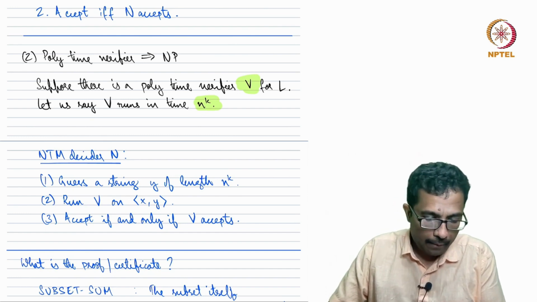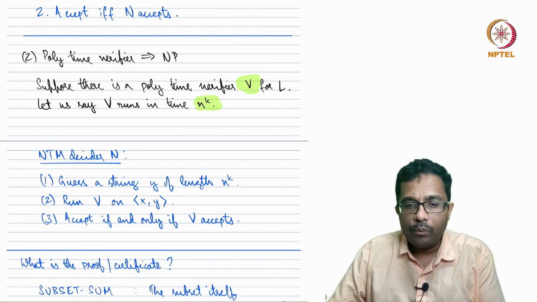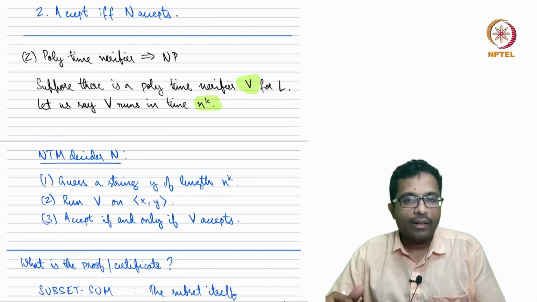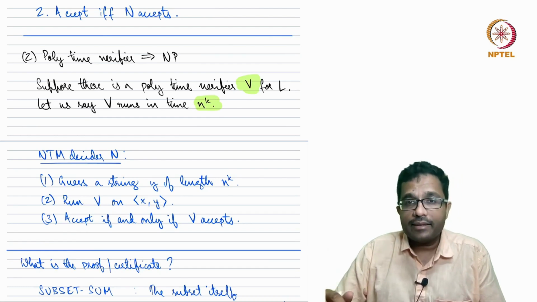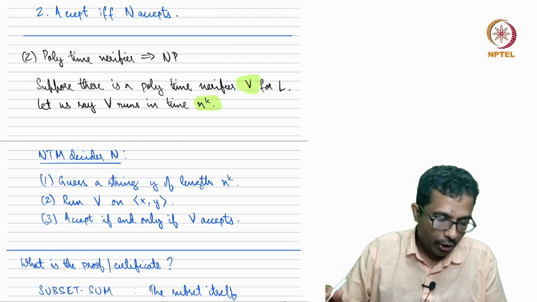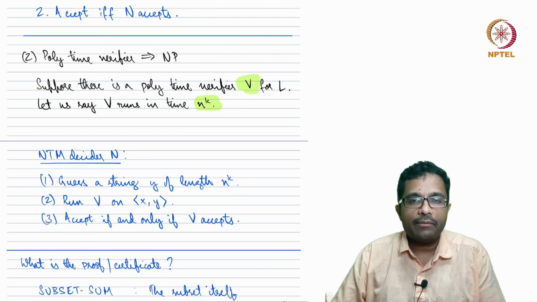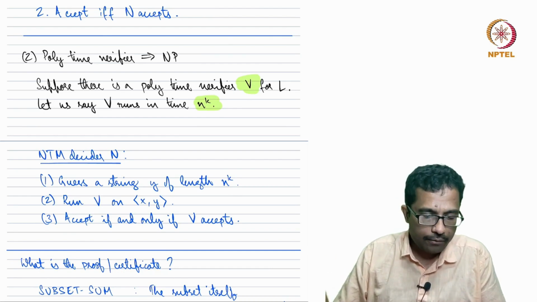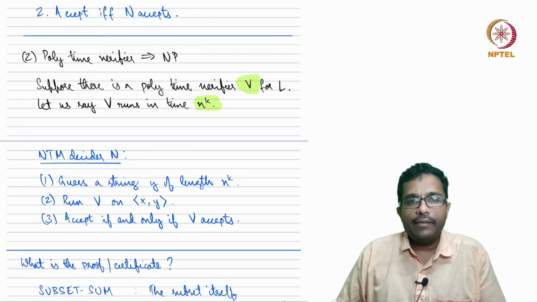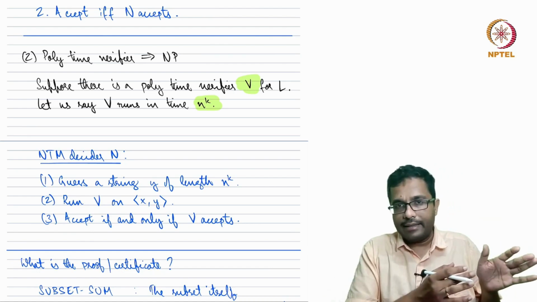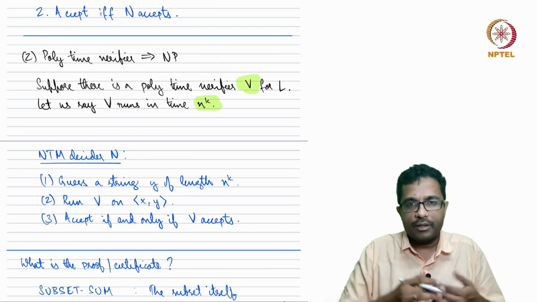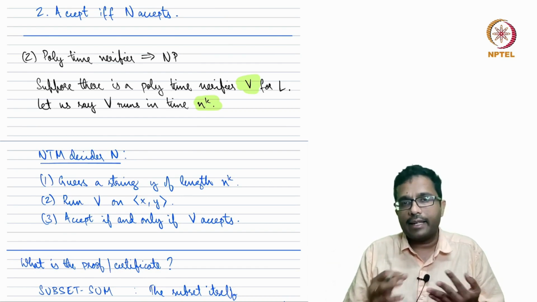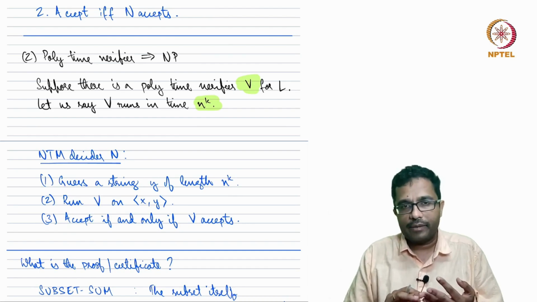But with what witness string? Because there is no witness string that we are given. So what it does is it guesses the witness string. The non-deterministic Turing machine guesses non-deterministically a witness string y of the appropriate length, and then simulates the verifier on the input x and the witness string y.